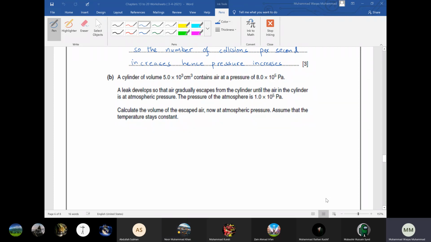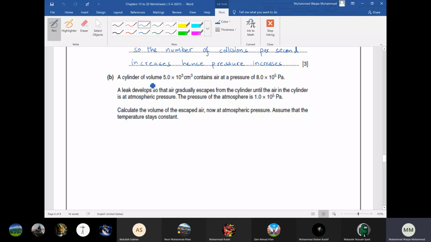What information is given, and how can we use that information to find the answer? Can anyone tell? Yes, beta: pressure 1 and volume 1 are given, and pressure 2 is given. So we'll use the equation P1 V1 equals P2 V2. Very good, beta. Very good, Noor. Shabash.